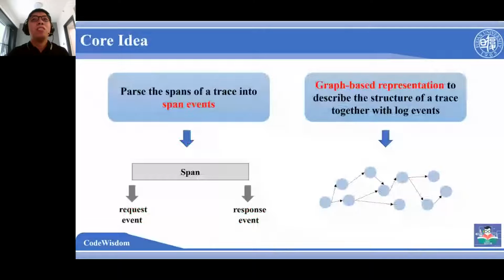To address the mentioned challenges, we propose DeepTraLog. The core idea of DeepTraLog is that first we parse the spans of a trace into span events, which are a special kind of events that represent the start and the end of a service invocation. And then we use a unified graph representation to describe the structure of the trace together with the log events.